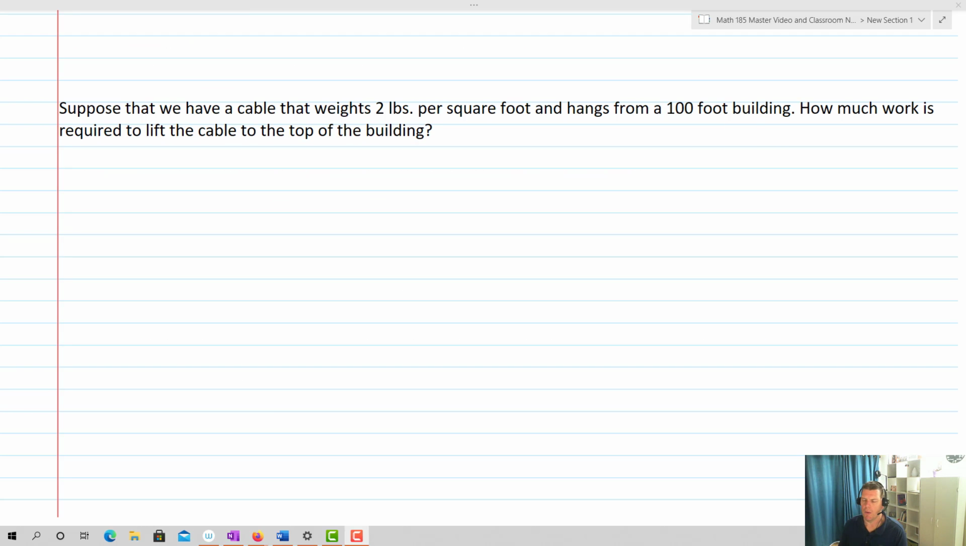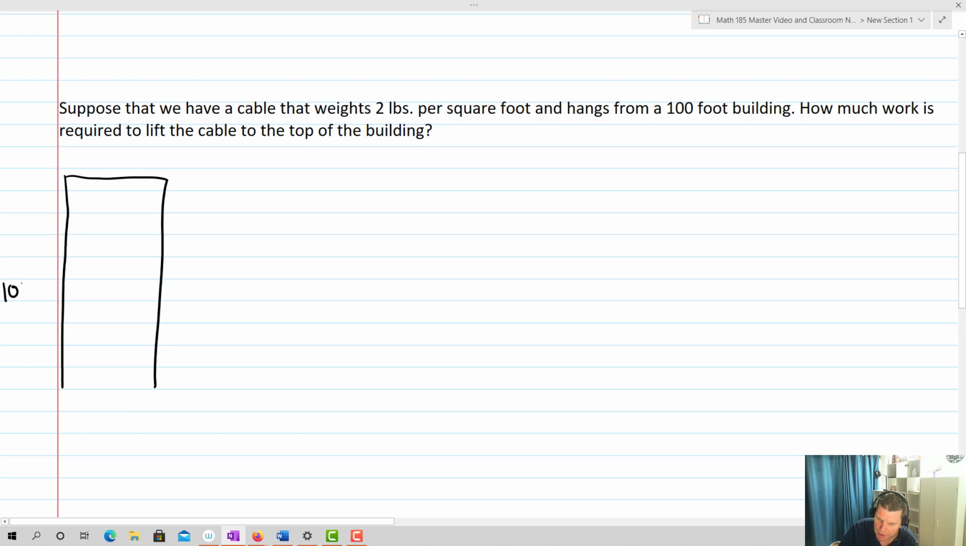So let's look at a basic work problem. Suppose that we have a cable that weighs 2 pounds per foot and it hangs from a 100-foot building. How much work is required to lift the cable to the top of the building? So let's imagine that we have the building, and it's 100 feet high. I've got my cable, and it comes down to the bottom. It's a heavy cable, and its weight is 2 pounds per foot.